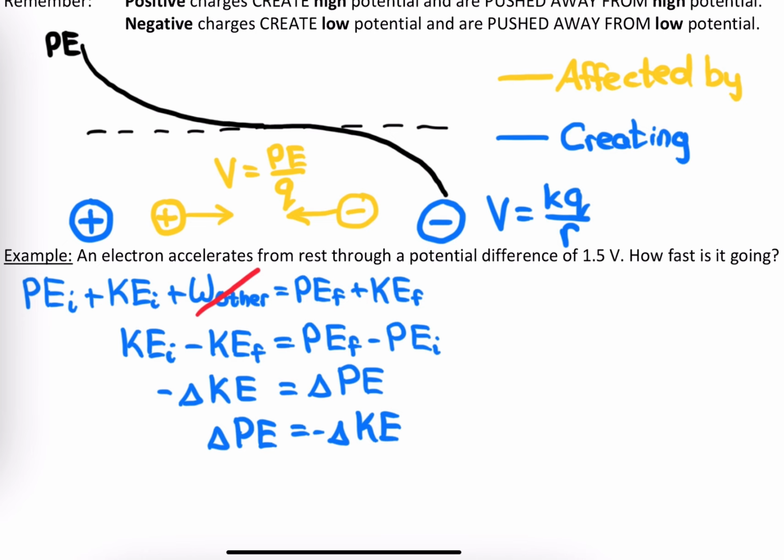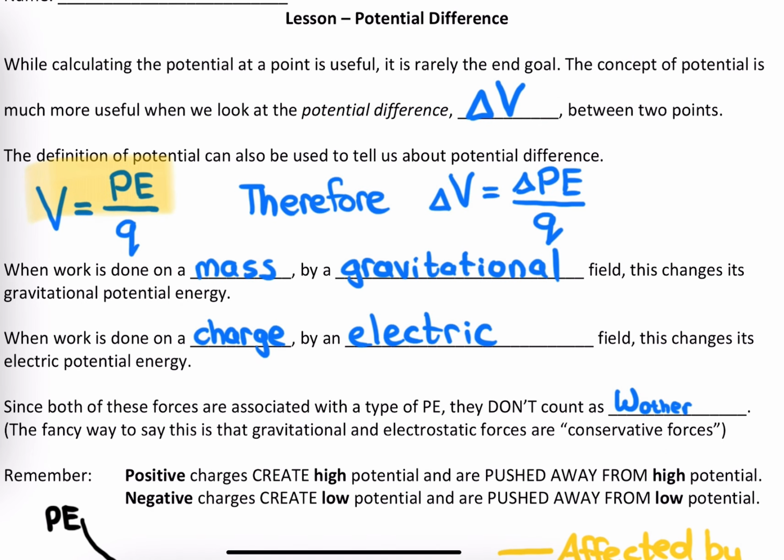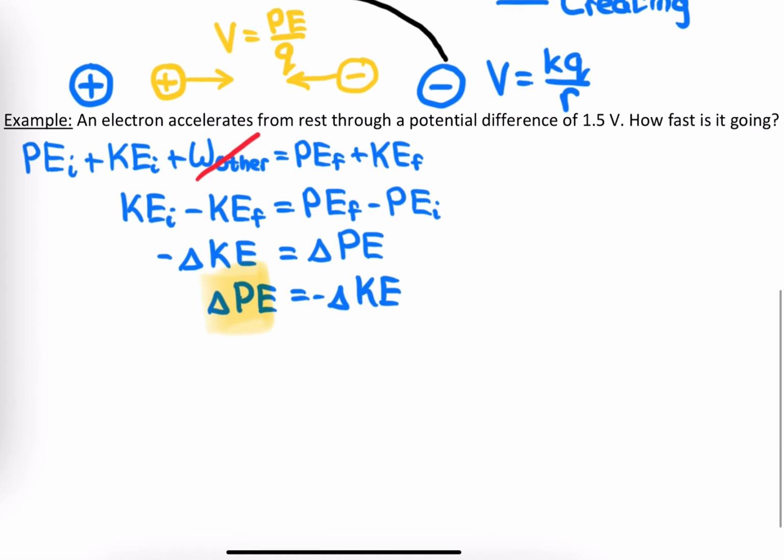So this part here, the change in potential energy, well, remember we were talking about potential difference and how we can take this formula and convert it into this by adding a delta to both sides. And then we see that the change in potential energy is actually the change in potential, the potential difference, times Q. So we can put that in down here. Change in potential energy is the potential difference times Q.